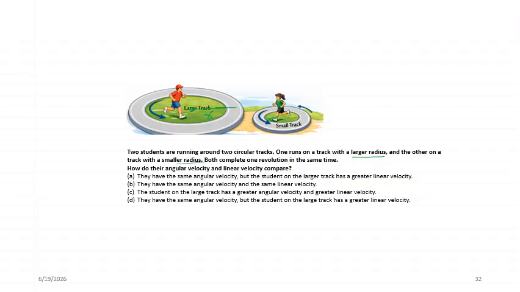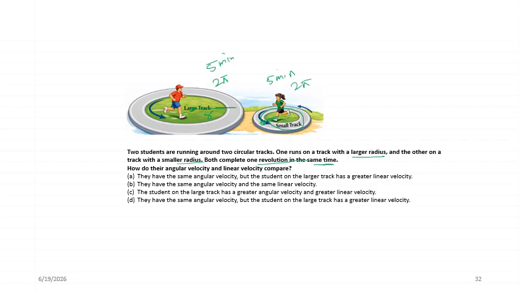Both complete one revolution in the same time. They took the same time to cover the entire rotation. If this takes 5 minutes, this also takes 5 minutes. So both persons take the same time for the same angular displacement. They completed one rotation, 2 pi, in the same time. That's what you need to understand.